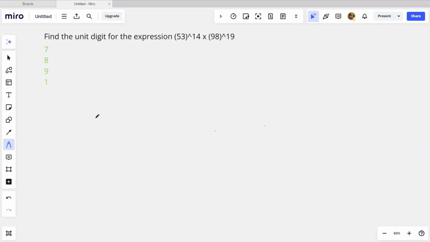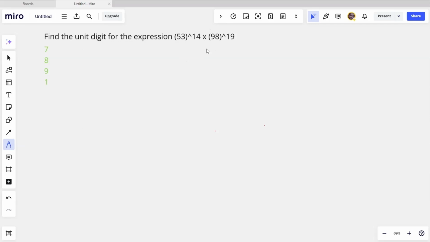Find the unit digit of the expression. As I told you, the question is completely based on the concept of power cycle. So if you don't know the concept of power cycle, you should know the concept first, then try to solve these types of questions. So let's come to the question. Find the unit digit for the expression 53 raised to the power 14, 98 raised to the power 19.